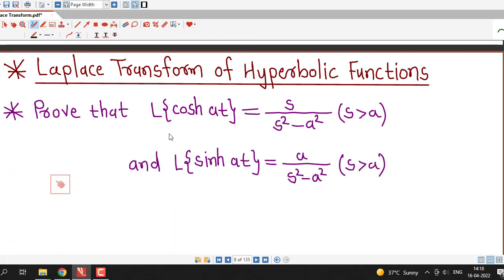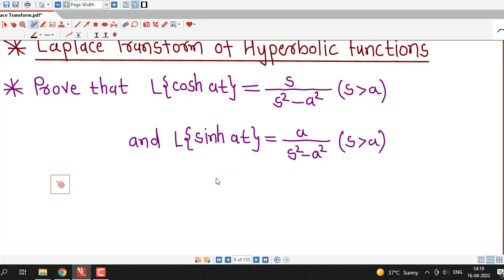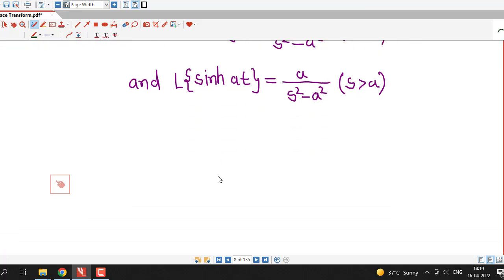So they can ask you this type of questions: prove that Laplace transform of cos hyperbolic at is equal to s divided by s square minus a square, and Laplace transform of sine hyperbolic at is equal to a divided by s square minus a square. So we prove both of these one by one.